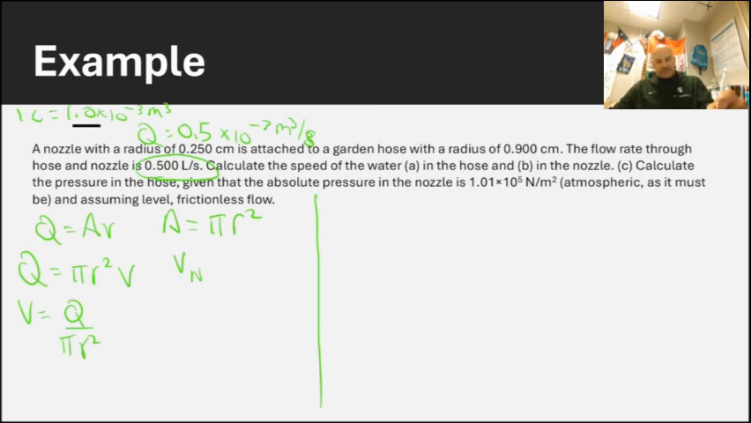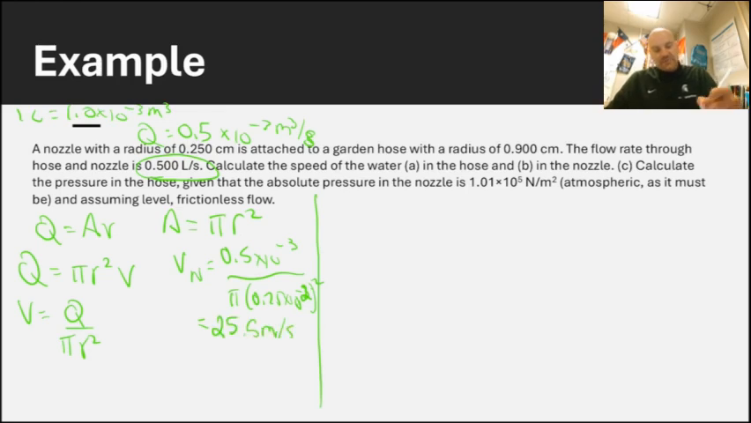So for the nozzle, you have 0.5 times 10 to the negative 3 divided by pi times, and we want the nozzle, 0.25 times 10 to the negative 2, squared. Okay, and so coming out the nozzle, you'll see it's going to go 25.5 meters per second. And that follows as expected because we know with the smaller area, we should have the faster speed.